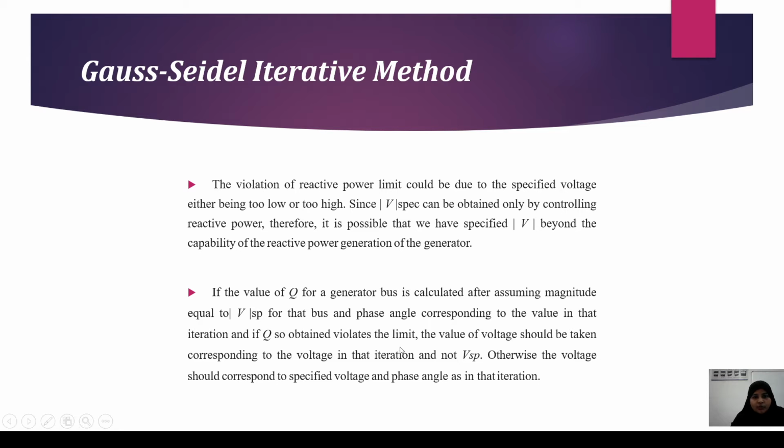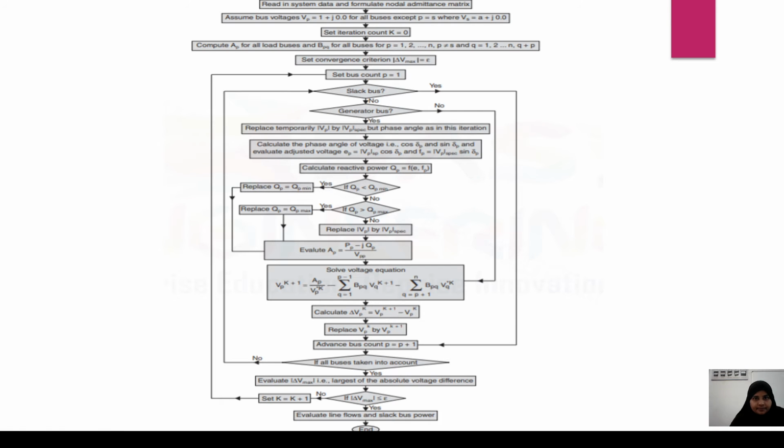If the value of Q for a generator bus is calculated after assuming magnitude equal to mod V specified for that bus and phase angle corresponding to the value in that iteration, and if the Q so obtained violates the limit, the value of voltage should be taken corresponding to the voltage in that iteration and not V specified. Otherwise, the voltage should correspond to the specified voltage and phase angle as in that iteration.